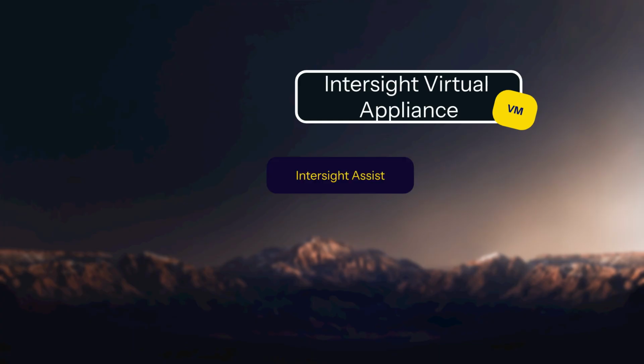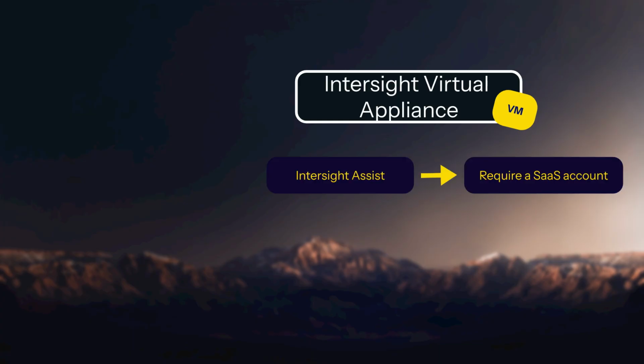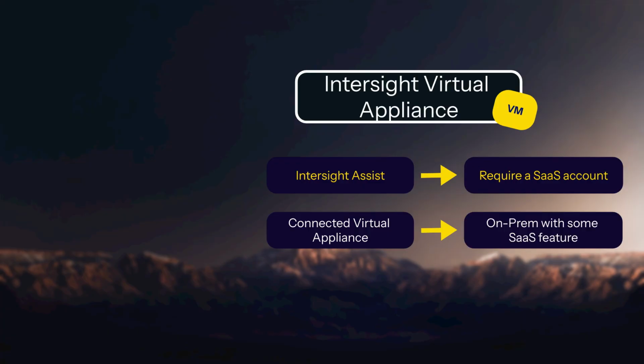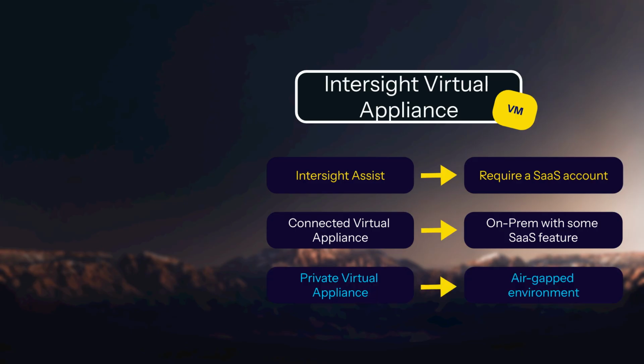There are 3 deployment modes: Intersight Assist requires a SaaS account; a connected virtual appliance, on-prem with some SaaS features; and a private virtual appliance for air-gapped environments. This video focuses on deploying the Intersight Assist.